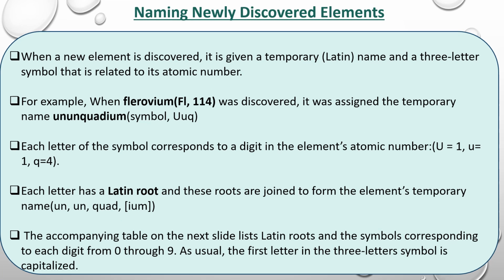Naming newly discovered elements. When a new element is discovered, it is given a temporary Latin name and a three-letter symbol that is related to its atomic number. For example, when flerovium, Fl, 114, was discovered, it was assigned the temporary name ununquadium, symbol Uuq. Each letter of the symbol corresponds to a digit in the element's atomic number. U is equal to 1, U is equal to 1, Q is equal to 4. Each digit has a Latin root and these roots are joined to form the element's temporary name, ununquadium. The accompanying table on the next slide lists the Latin roots and the symbol corresponding to each digit from 0 to 9. As usual, the first letter in the three-letter symbol is capitalized.